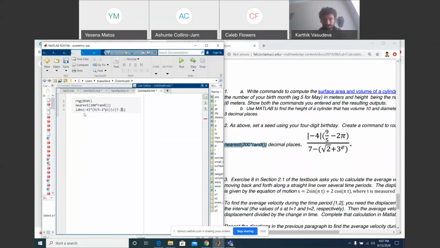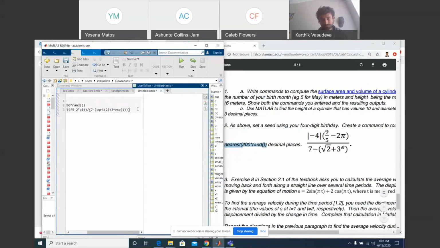And the denominator is 7 minus, open parenthesis, SQRT of 2, square root of 2, then come out of the parenthesis because square root of 2 is different. Don't make the mistake of adding plus 3 times e. Plus 3 times exp of 1. So this e is the exponential and it is always raised to 1 if it is not given anything. So it is exp to the 1.